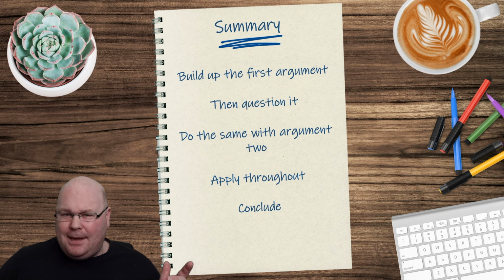But here's the recap. Here's the important thing to remember. We've got to build up the first argument, then we've got to question it. We've got to be balanced. We've got to say this first idea is really good, but then it has limitations. Then we repeat the process. We build up the second argument, we say what's good about it, and then we draw attention to its limitations. So we've really got this debate going about what the strengths and limitations of each option are, but then we show the examiner that we can make a decision at the end. We can make a judgment.